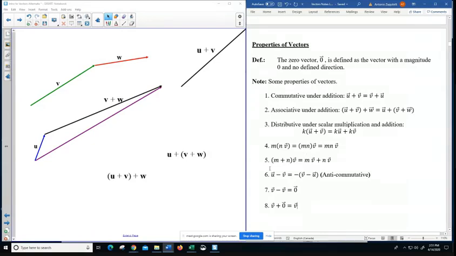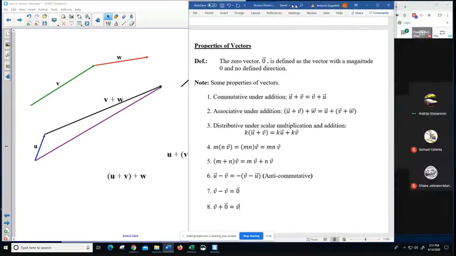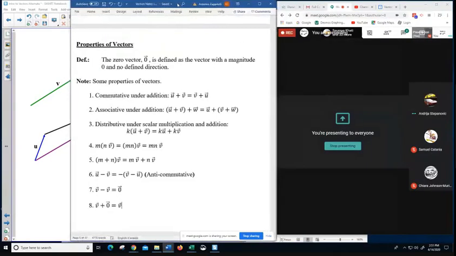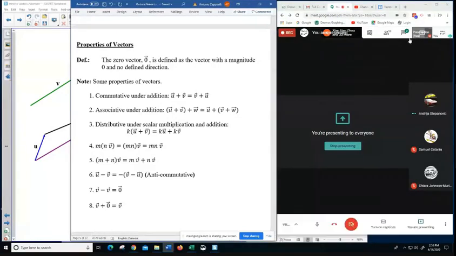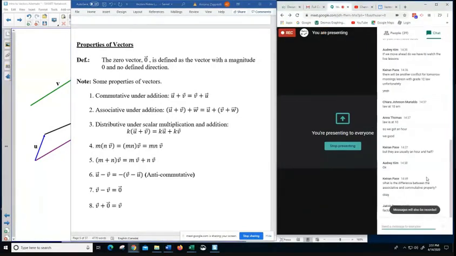This is a particularly important one. Can somebody tell me what this allows us to do with vectors, similar to what we're allowed to do when it comes to variables? Factor. Okay, factoring.